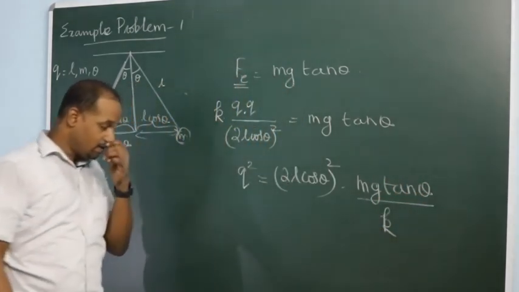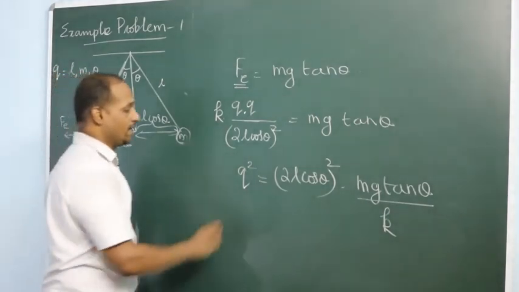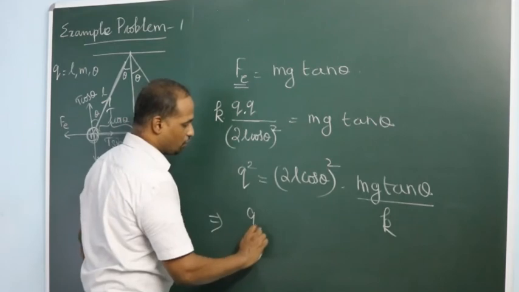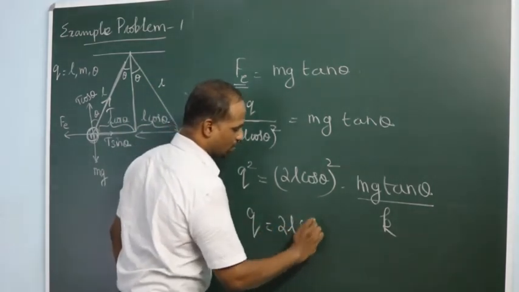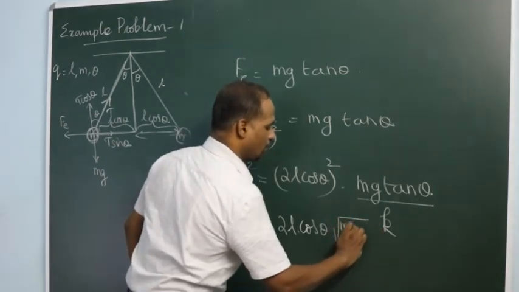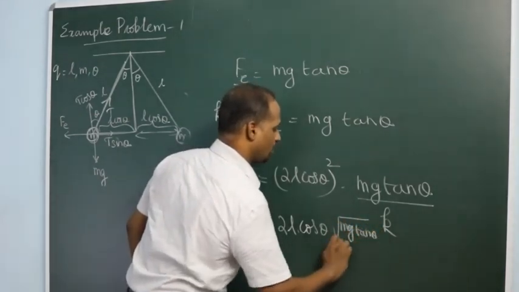K is the electrostatic constant, value is 9 into 10 power 9. So in order to find Q, you have to take the square root on both sides. So Q becomes 2L cos theta into root of mg tan theta by K.